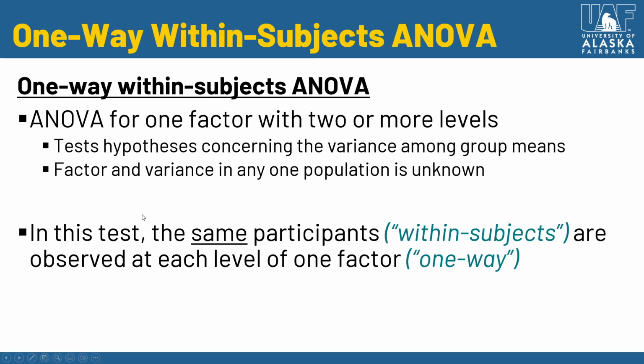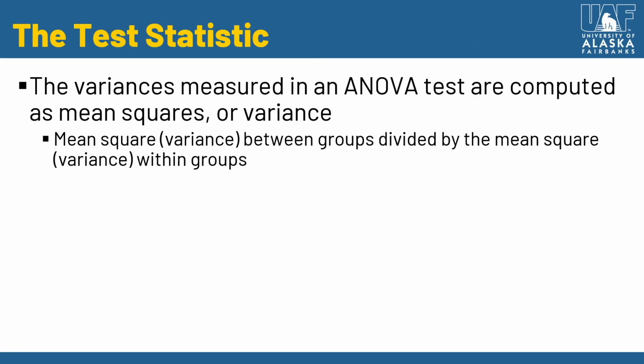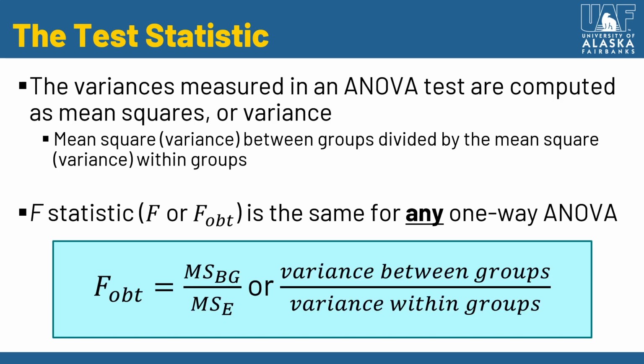The one factor, one way, is consistent with what we did last time, except now we're looking at the same participants, so the same individuals over each level of the factor, whatever that may be. That's where the within subjects terminology comes from. We're looking for change within the individuals rather than between separate individuals. And so, same as last week.